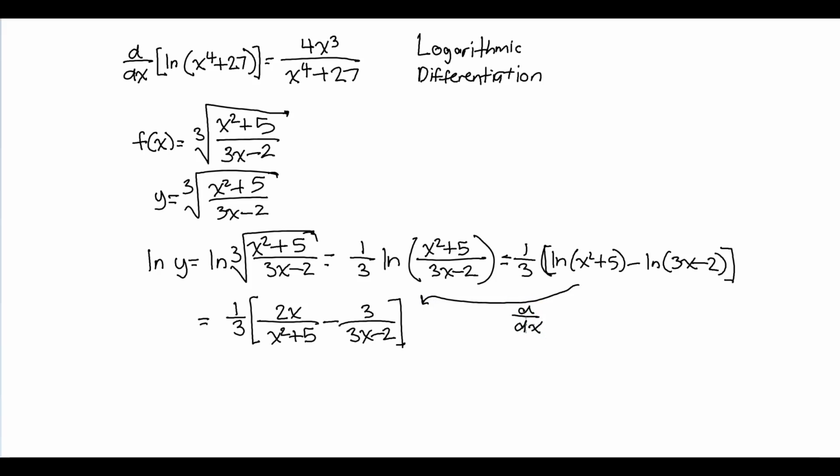Now remember, we also have to take the derivative of the left side. We're basically turning this into an implicit problem. So this equals 1 over y dy dx.